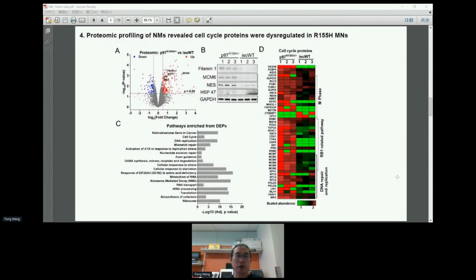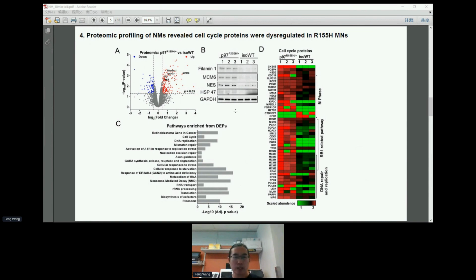Next, we use proteomics to profile the motor neurons and to see what the effect of P97 mutation is on the neurons. From proteomics, we identified a lot of upregulated and downregulated proteins. To validate our proteomic findings, we chose a few of the upregulated proteins and used Western blot to validate. And our Western blot result is consistent with our proteomic findings.